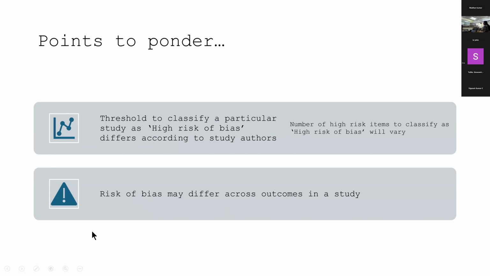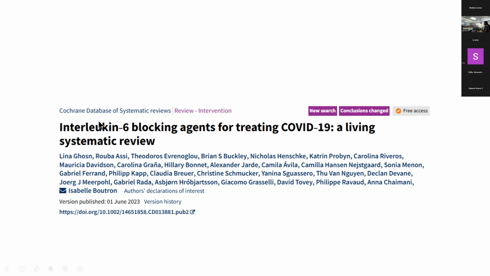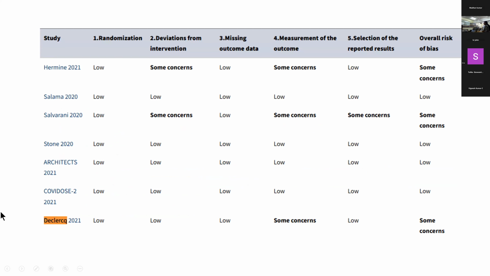The other thing to remember is risk of bias may be different across outcomes in the same study. I'll give an example. This is a systematic review looking at IL-6 blocking agents for treating COVID-19. Out of all the studies, I just want to highlight one study. If you look, there is some problem in the measurement of outcomes. There are some concerns, so the overall risk of bias they had given as some concerns.